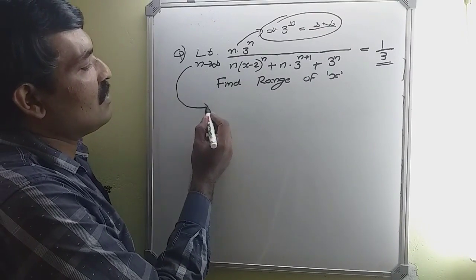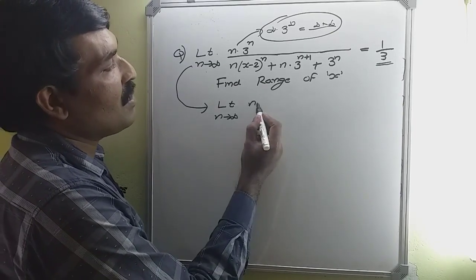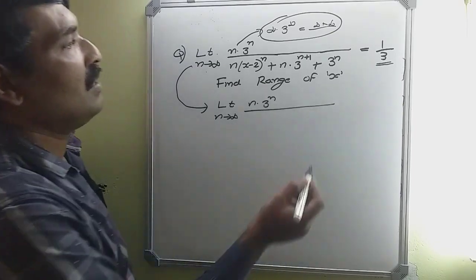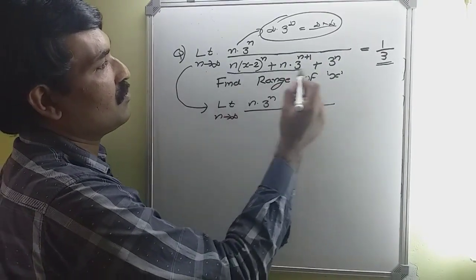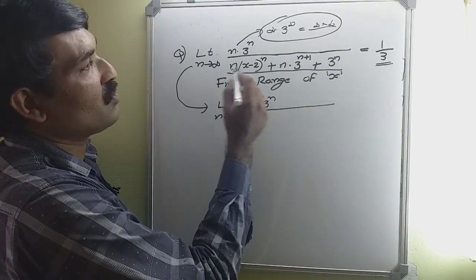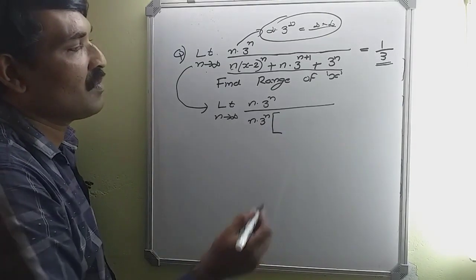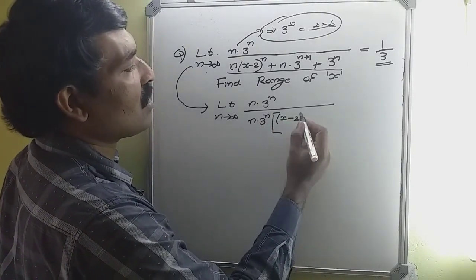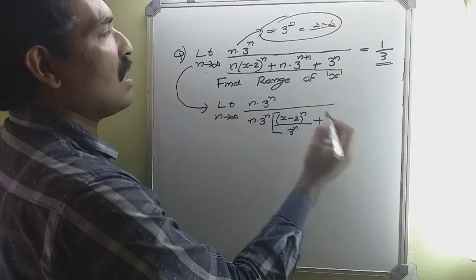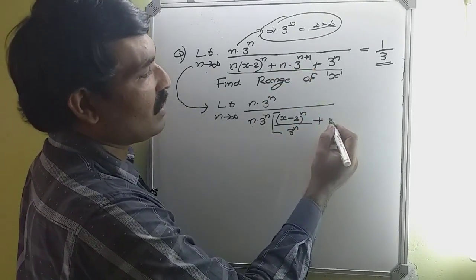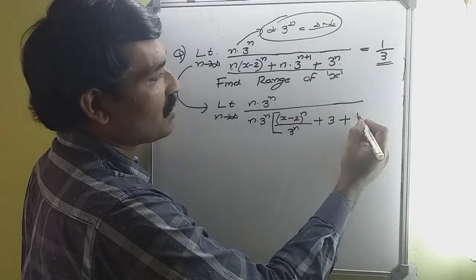So we can write this as limit n tends to infinity, n into 3 raised to n by, take the common factor n into 3 raised to n in the denominator. This is equal to n into 3 raised to n into (x minus 2) whole raised to n by 3 raised to n plus, here n into 3 raised to n is taken outside, so the remaining terms become 3 plus 3 raised to n is taken outside, so this becomes 1 by n.